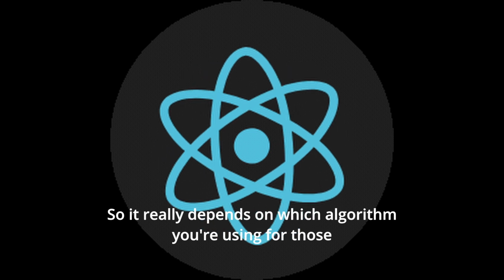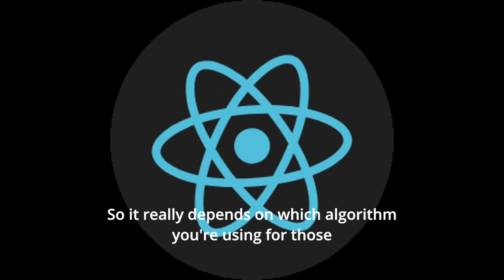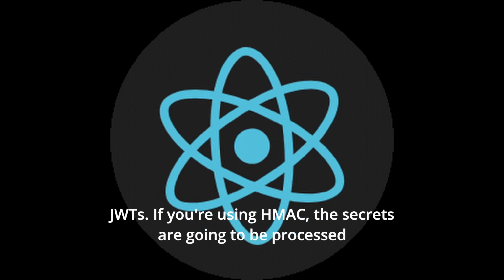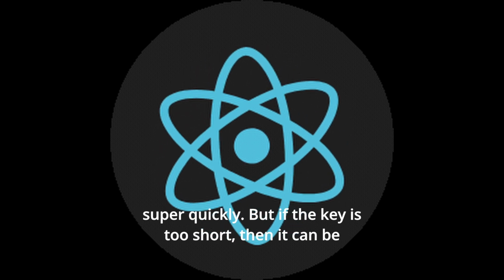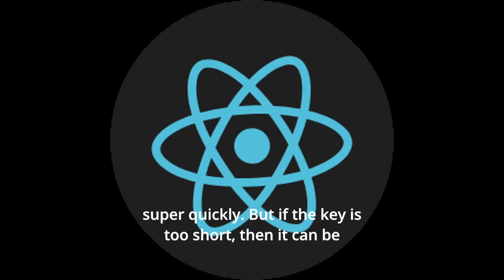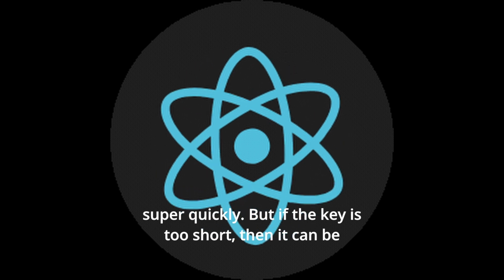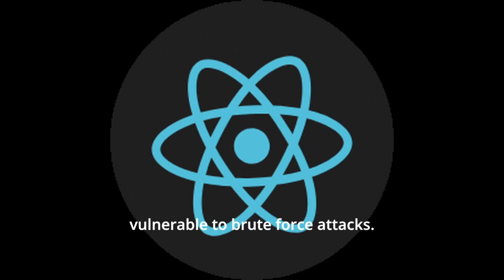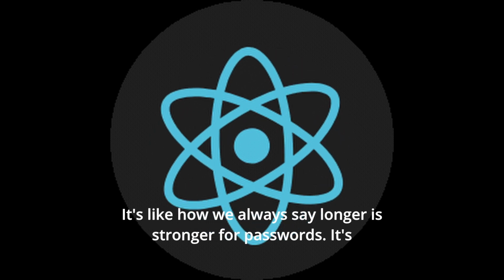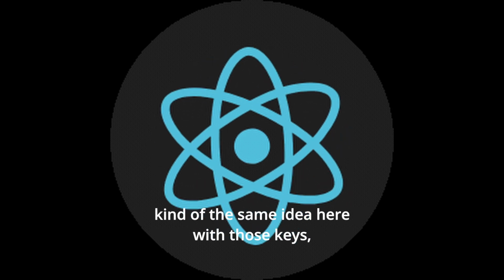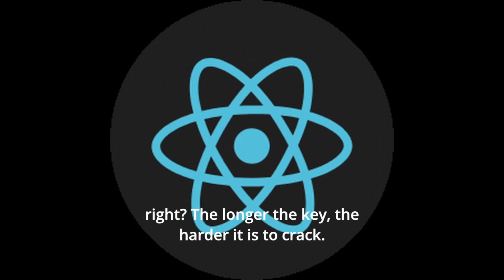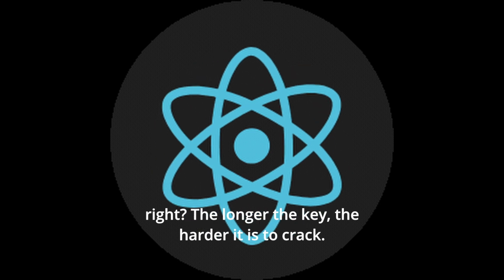So it really depends on which algorithm you're using for those JWTs. Like if you're using HMAC, the secrets are going to be processed super quickly. But if the key is too short, then it can be vulnerable to brute force attacks. It's like how we always say longer is stronger for passwords. It's kind of the same idea here with those keys, right? The longer the key, the harder it is to crack.